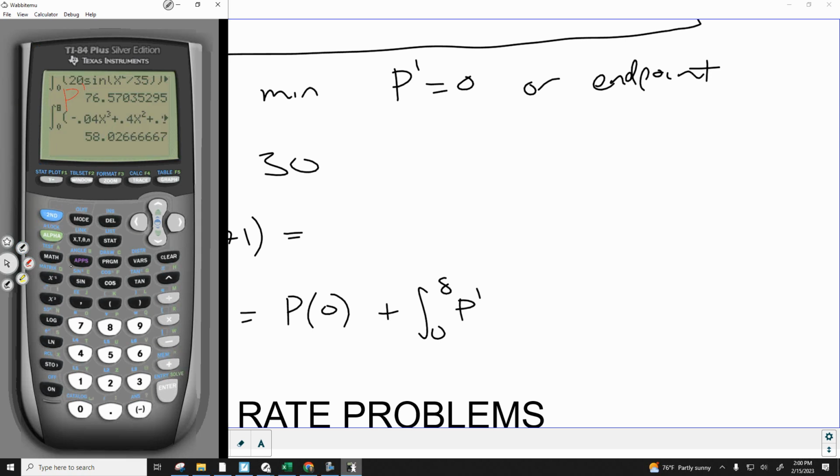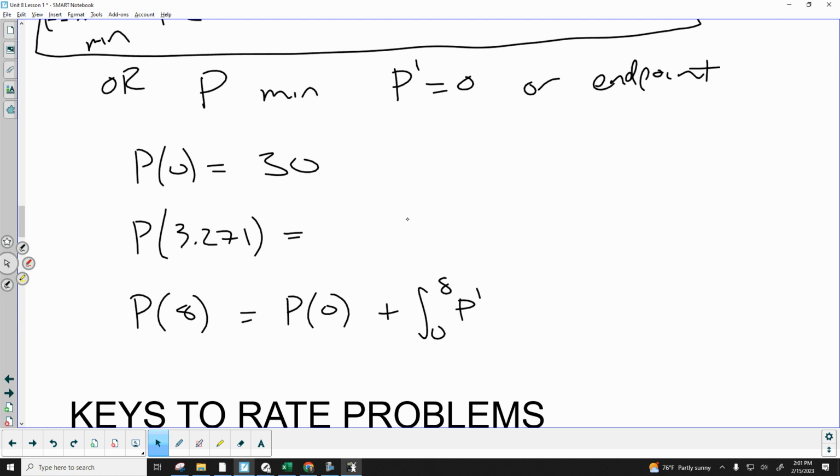Ready? Math 9. 0, 2, 8 of P prime, which is graphed in Y1. Add 30. Right? This is the same as 0 to 8 of rate in minus 0 to 8 of rate out. It's just combined into one thing. Is that cool? All right, you guys find the minimum amount of water in our tank.